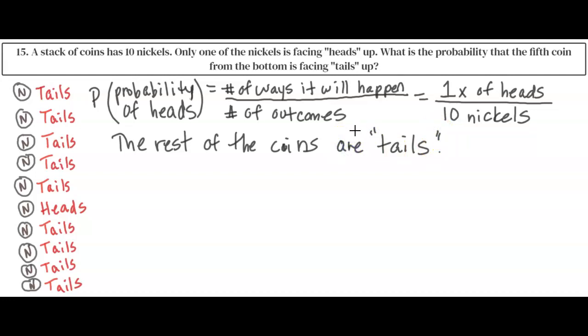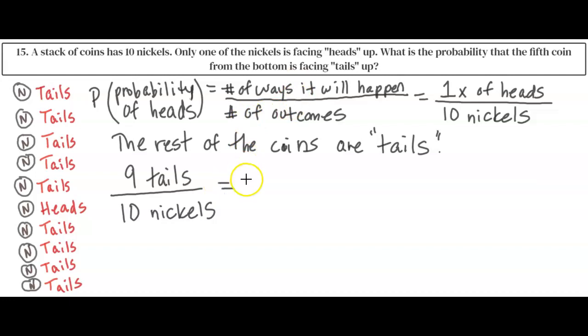So with that being said, the question asks, what is the probability that the fifth coin from the bottom is facing tails up? Well, because we know that the rest of the coins are tails, how many tails do we have? 9 tails. Out of how many possible outcomes, or how many nickels? 10 nickels. So we have 9 tails out of those 10 coins, or 10 nickels. And the only one is heads up.